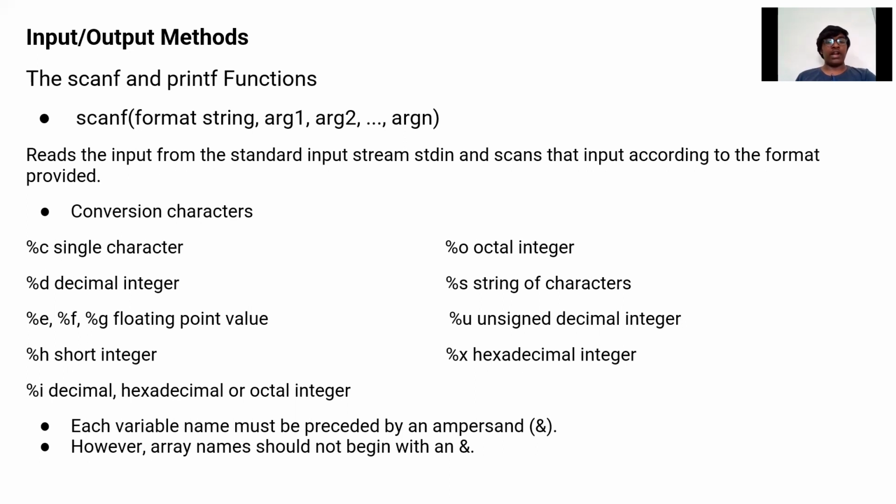It reads the input from the standard input stream stdin and scans that input according to the format provided. Conversion characters. Here %c is single character, %d decimal integer, %e, %f, and %g floating point value, %h short integer, %i decimal, hexadecimal, or octal integer, %o octal integer, %s string of characters, %u unsigned decimal integer, %x hexadecimal integer.